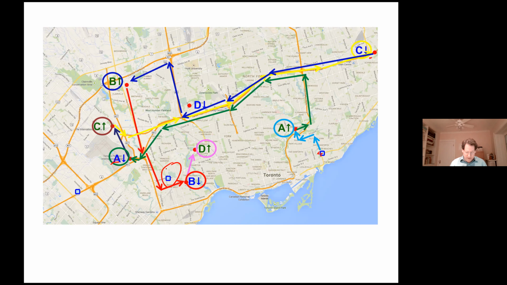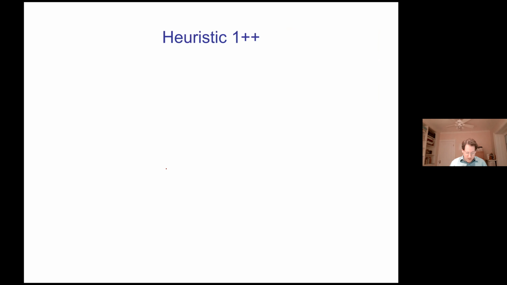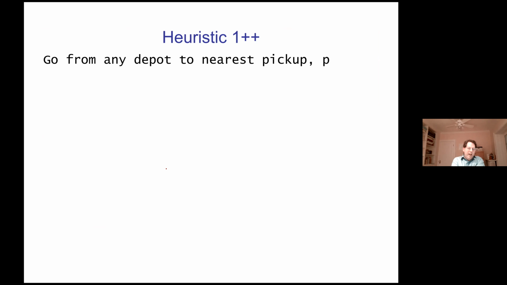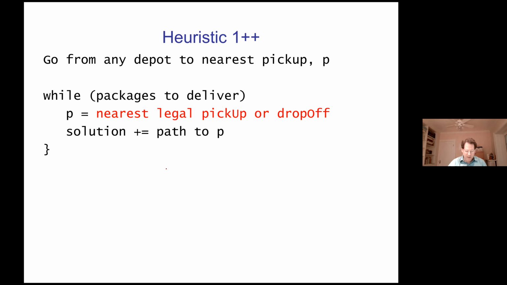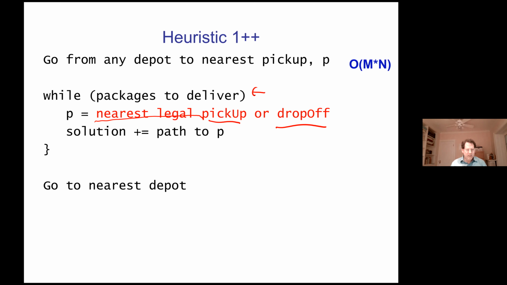Yeah, so what we can do instead is actually exactly what Isidore said. We're going to keep the same style of algorithm, but when we decide what to do next, we're going to consider all the choices of what we can do next. So we're going to still go from any depot to the nearest pickup. And then while we have packages to deliver, we're going to go to the nearest legal pickup or drop off. So we'll consider both. And then we add that into our solution. And we keep doing that until we run out of packages to deliver. So this isn't actually much extra code. And at the end, we drop off the truck at the nearest depot.